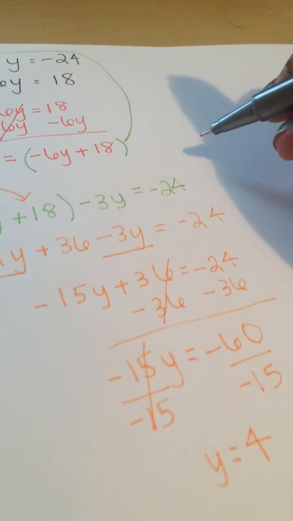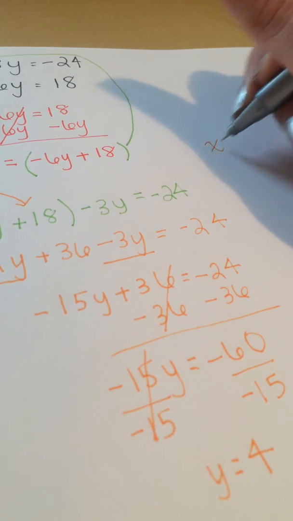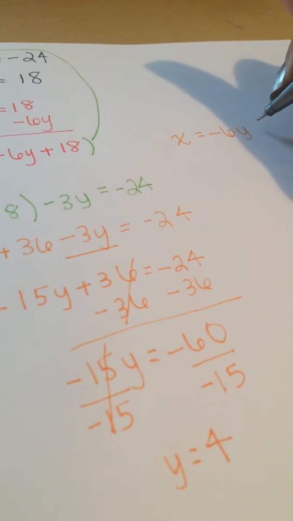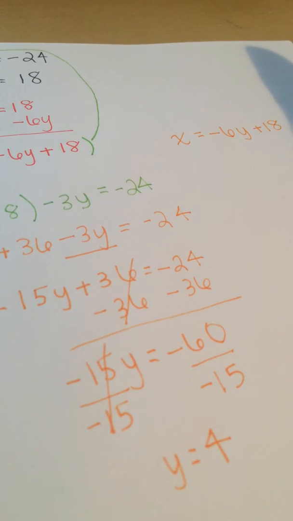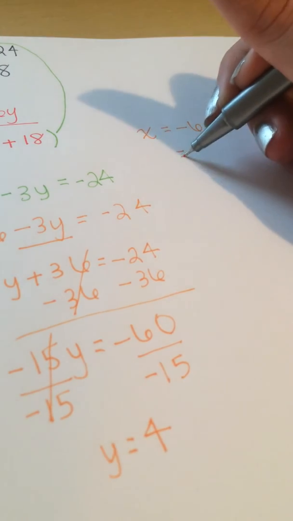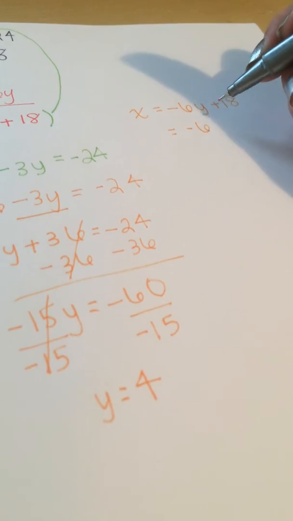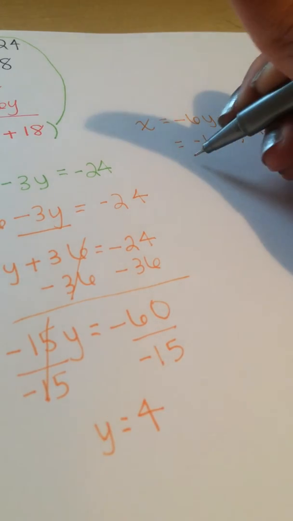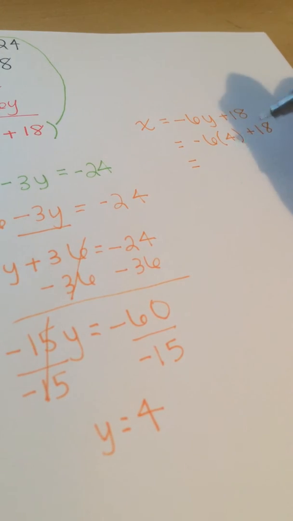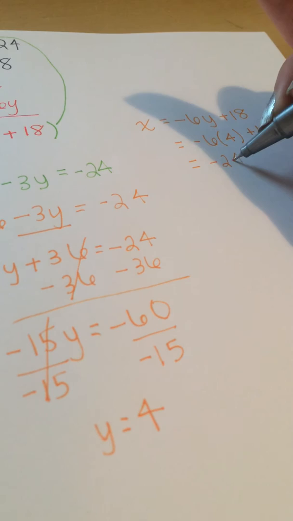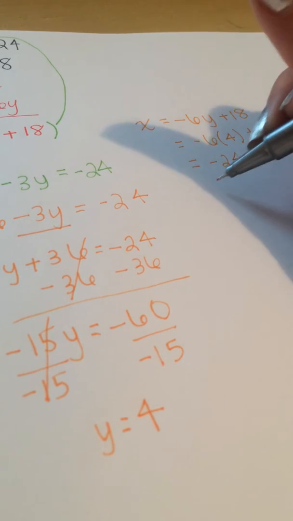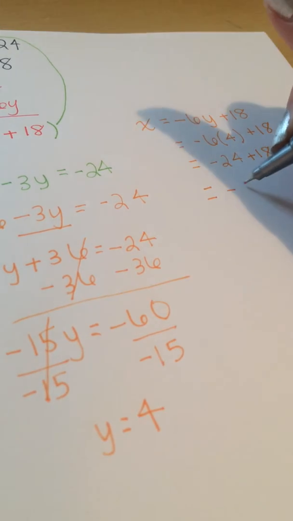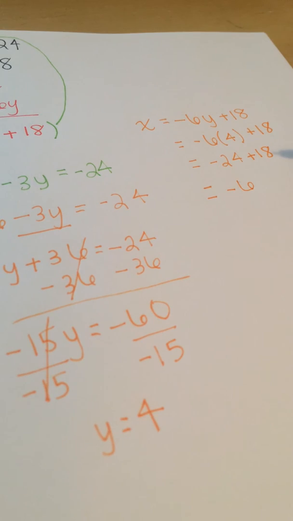Okay, so if I do that right over here, we've got x equals, this is, again, from the start equation, x equals negative 6y plus 18. Okay, and then you just want to plug in what we solved for y, which was just 4. And then once you evaluate this, you're going to get your x value, and then you are finished. Okay, so negative 24 plus 18. Negative 6. Okay, and that's our x value.